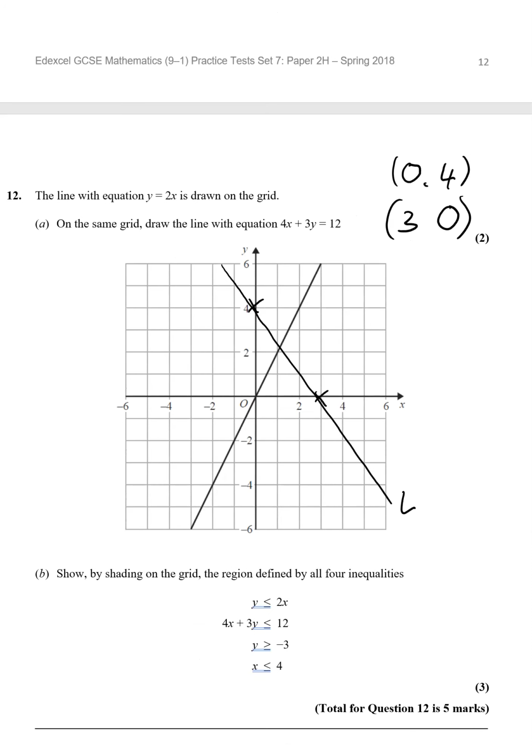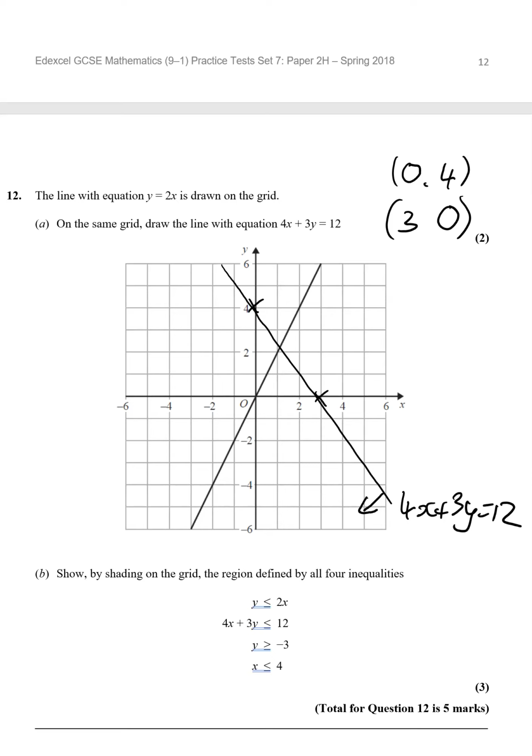Right, so we've got 4x plus 3y equals 12. Now, show by shading the grid the region defined by all 4 inequalities. Right, so we need 4x plus 3y is less than 12. Well, it's going to be that side of the line because I can put 0, 0 in. 0 plus 0 is less than 12 using that point.